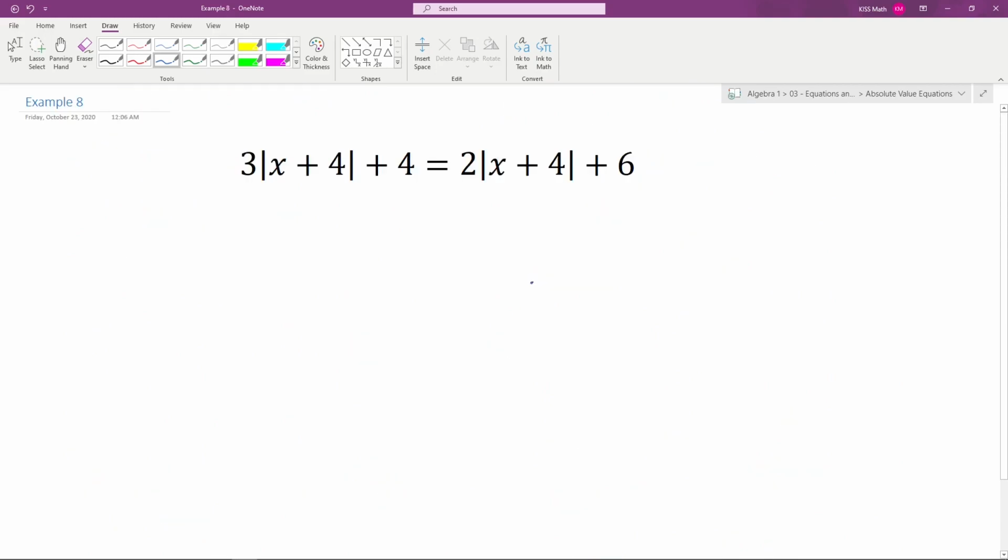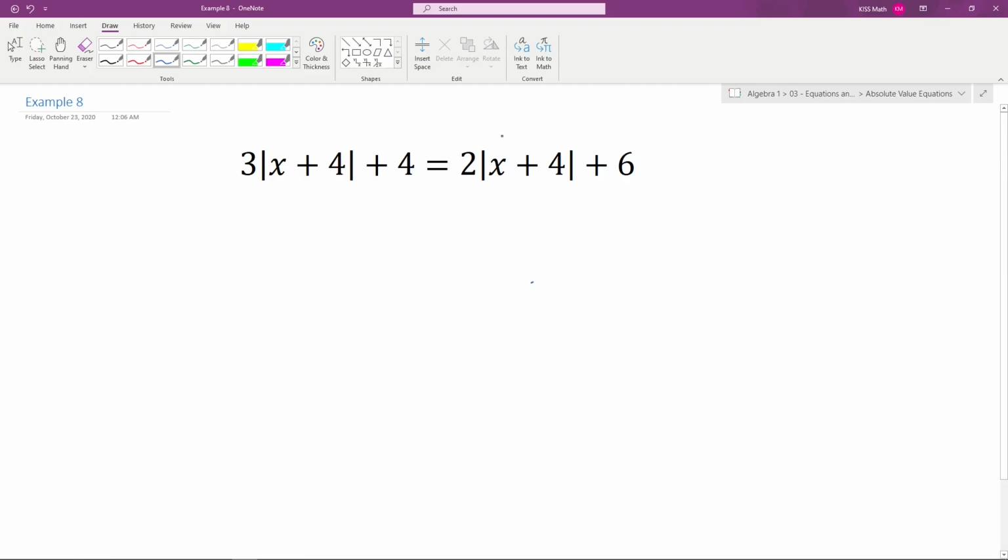Example 8. So if I look here, I notice I have 2 absolute value expressions. But if I look closely, I realize that inside the absolute value, they both have x plus 4. So what I can actually do is I can say I have 3 of these guys, and I have 2 of these guys over here. So they're like terms, which means I can subtract.